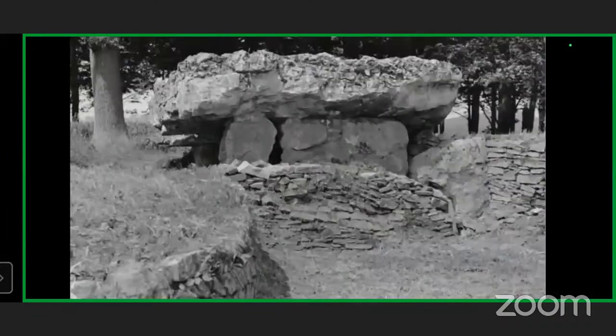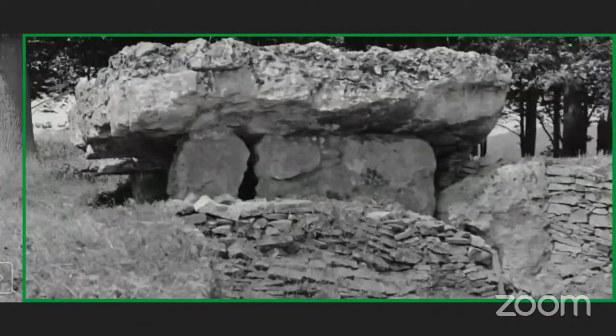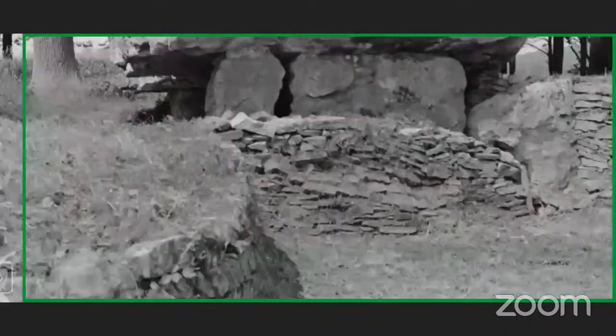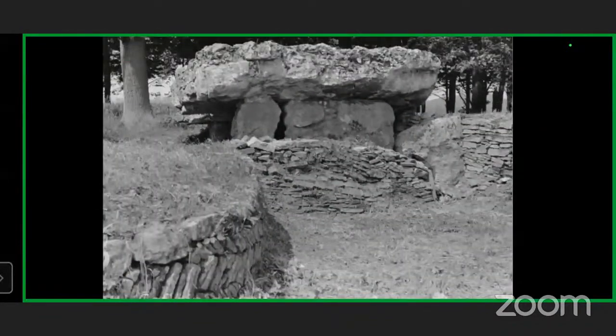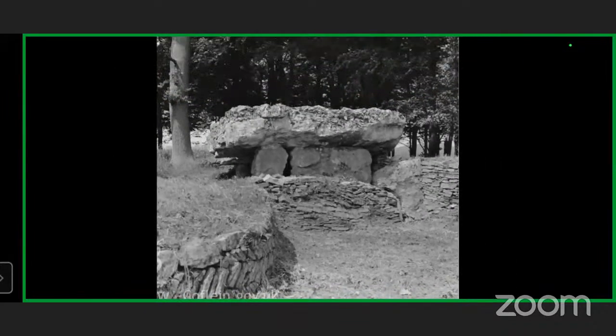Anyway, back to this monument. We're looking at this within years of the site being excavated, right? So you might think that, other than the stuff on the left-hand side, this is how the site may have looked. Now, there was no earth on top of it.